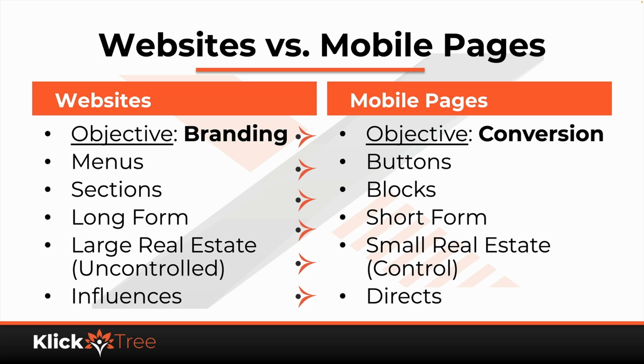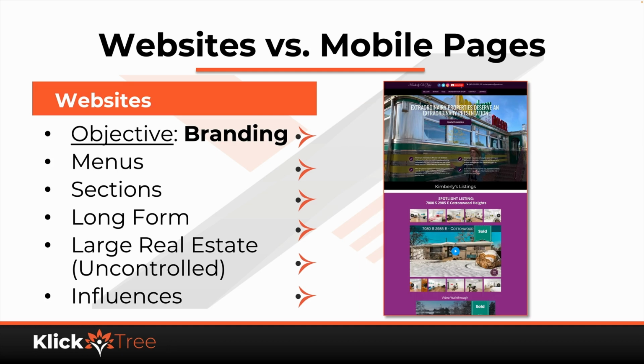Mobile pages is where the objective needs to be conversion. You build a mobile page specifically with buttons rather than menus. You build them with blocks rather than sections, and they are often short form. As I said, people are very quick on the mobile phone. They have very little time, so it needs to be short form. You can see it in the rise of TikTok. People don't have a lot of attention, so short form is better. It has a smaller real estate, a smaller screen, and it directs people to the call to action that you want them to take. I hope you understand that.